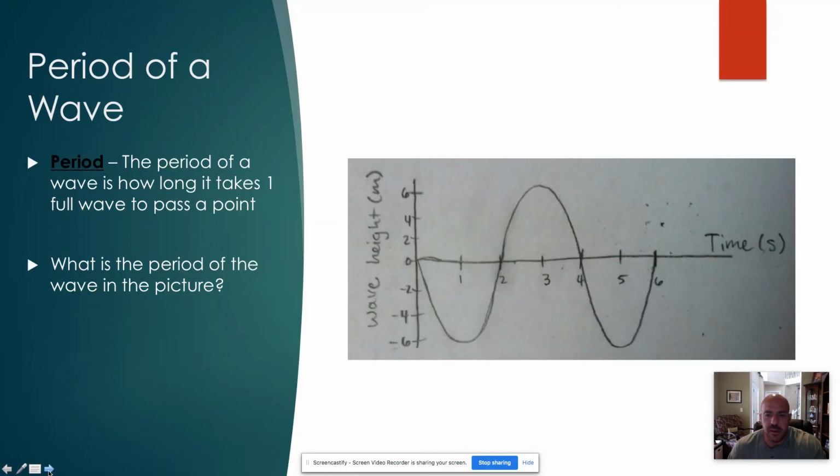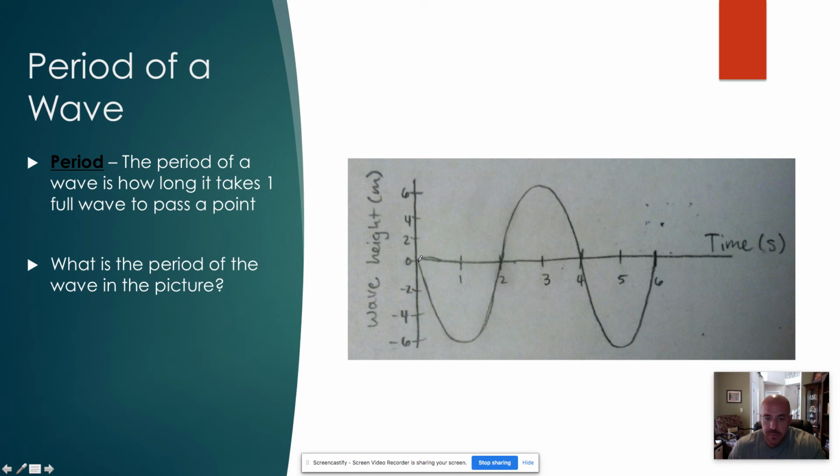I think our last vocabulary word for this last objective is called period. And think in school, when you're in school, even at home, with school being online like it is right now, or if you're watching this in the future, it was during 2020, a period is an amount of time. So with a wave, it's the amount of time it takes one full wave to pass a point. And a full wave is defined as a crest and a trough.